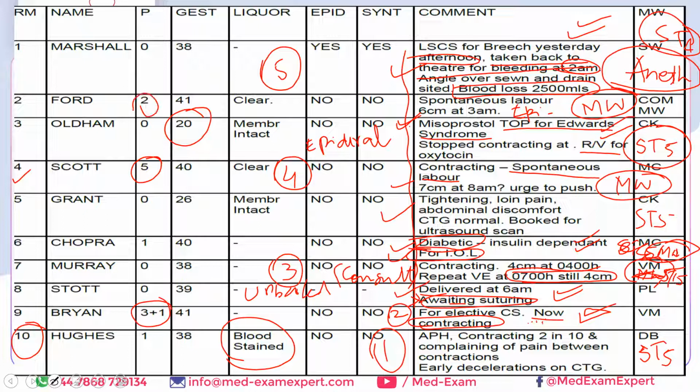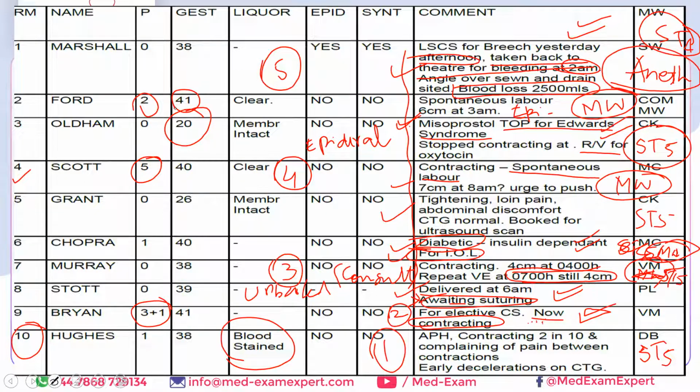I can see that she is para 2, she is 41, she is pouring clear liquor, and she is not on syntocinon, and not on any epidural as well. So I can see that she is in spontaneous labor. She was 6 centimeters at 3 a.m., and at the moment she is 8 centimeters. So I would like to know her current findings, her current Bishop score, and her current CTG findings as well.